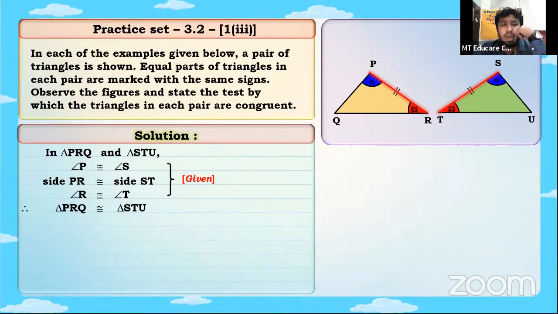Superb. It will be congruent by the ASA test. You have angle, side, angle. So it will be congruent by the ASA test. Okay. So students, please write down in your textbook: ASA test. It's a very simple and very easy sum. Just write down the answer in your textbook. ASA test. Angle, side, angle.